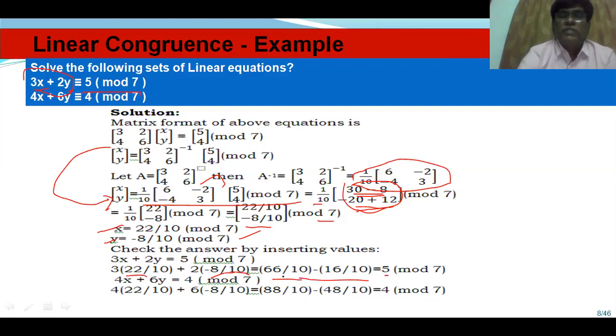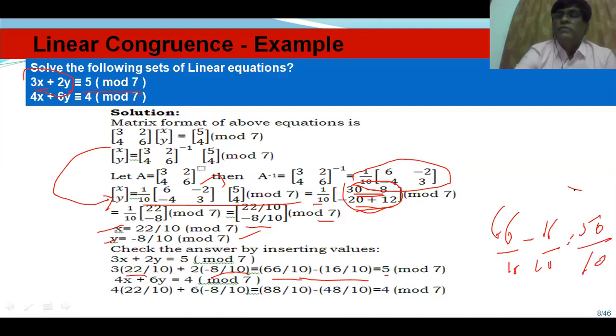After solving this, 66 by 10 minus 16 by 10, what is the answer? It is 50 by 10, so 50 by 10 means we get 5. So 5 mod 7.